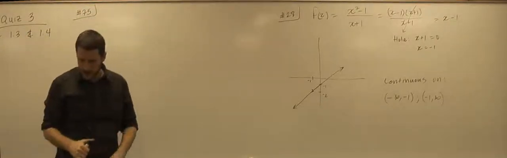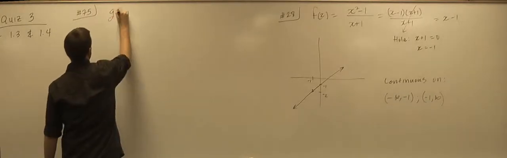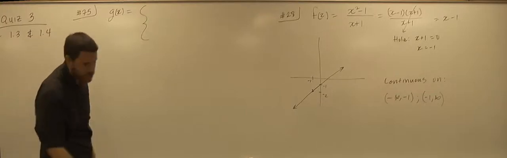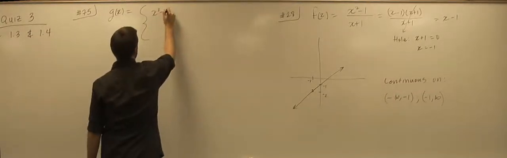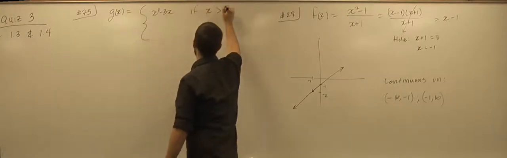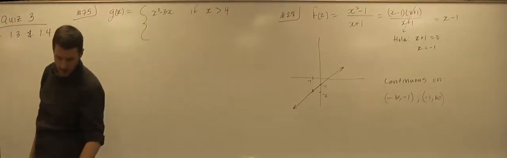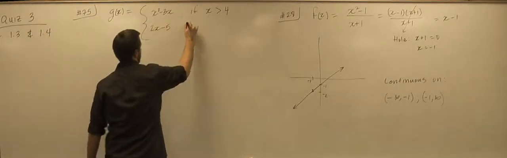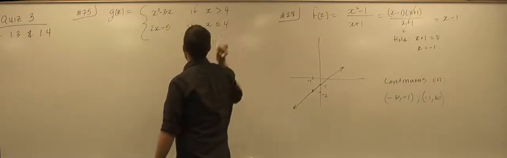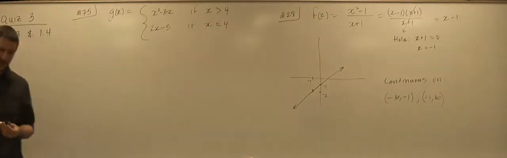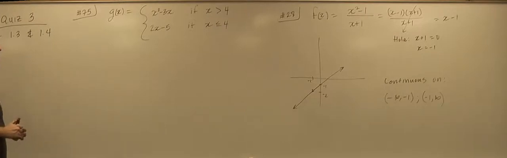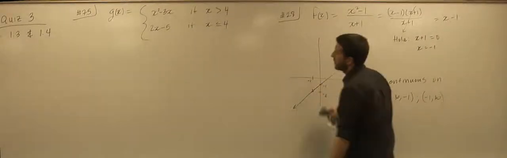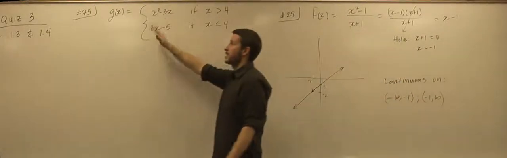So number 75 gives you the piecewise function g of x equals x squared minus 3x if x is greater than 4, and 2x minus 5 if x is less than or equal to 4. It says to graph this using a graphing utility, but it's kind of weenie. You don't really need a graphing utility to graph this, unless you count your brain as a graphing utility. So we can graph this without a calculator pretty quickly.